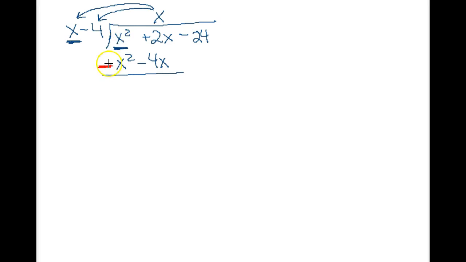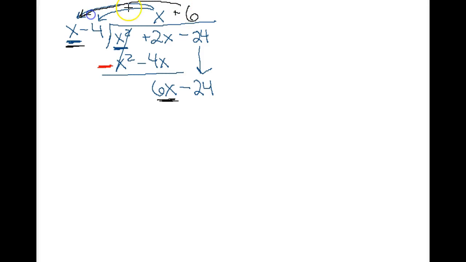So x squared minus x squared cancels out. 2x minus negative 4x, that becomes a positive. So 2x plus 4x is 6x. Then we're going to bring down this term. So 6x minus 24. Again, we are going to look at the first terms. How can I make this x and get it to 6x? All I have to do is multiply by a positive 6, so plus 6.